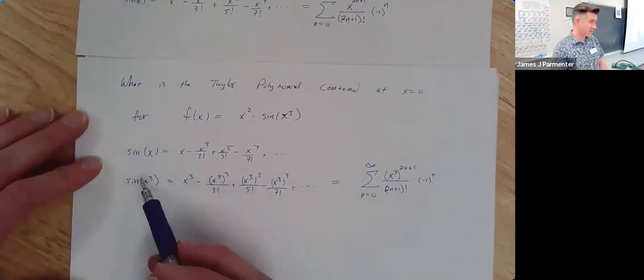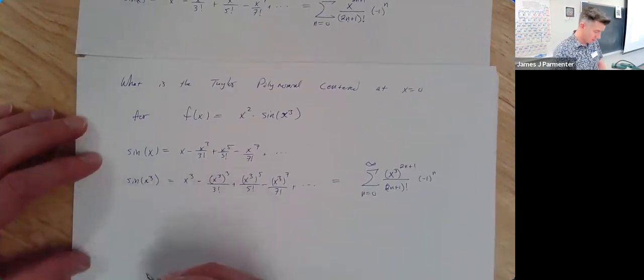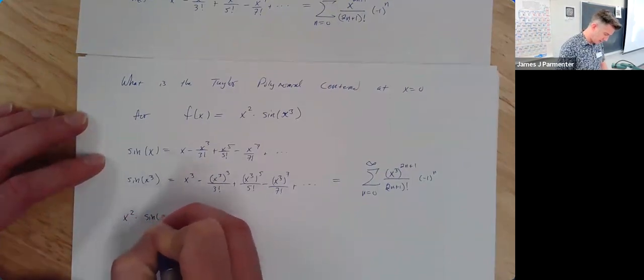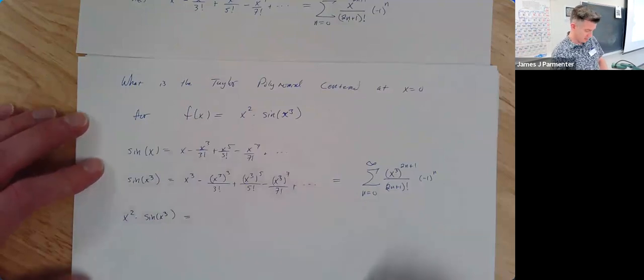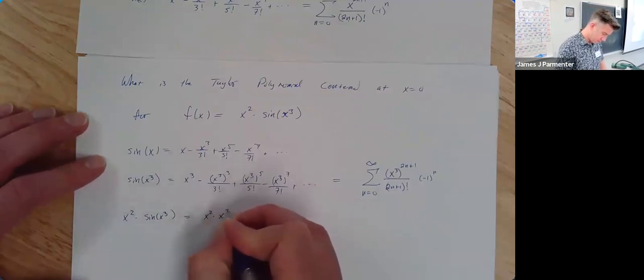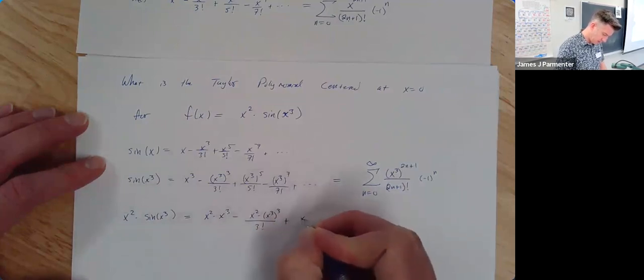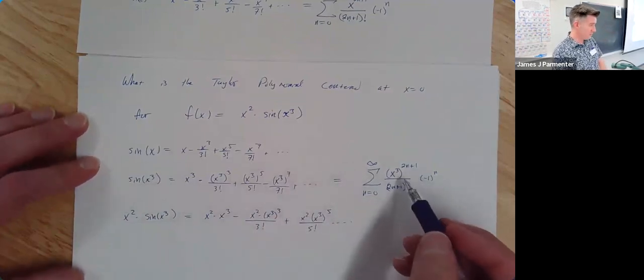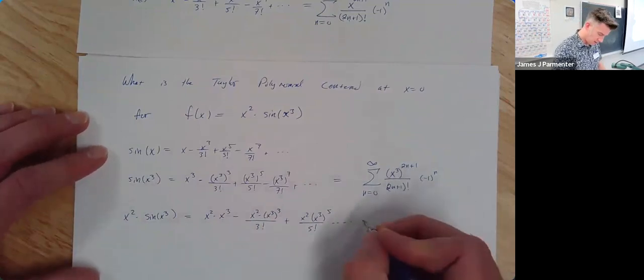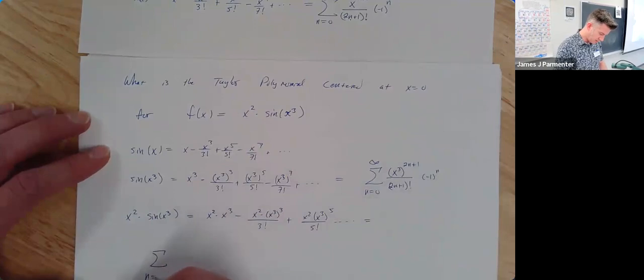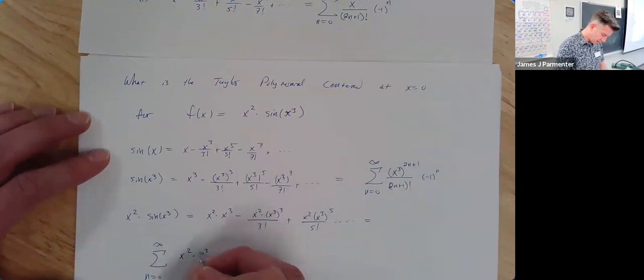And then to multiply that by x squared, I'm literally just going to multiply every term by x squared. So x squared times sine of x cubed is x squared times x to the 3rd, minus x squared times x cubed cubed over 3 factorial, plus x squared times x cubed to the 5th over 5 factorial, and so on. So I can just multiply the inside of this by x squared. I'm really going to have the sum from n equals 0 to infinity of x squared times x cubed to the 2n plus 1 over 2n plus 1 factorial times negative 1 to the n.